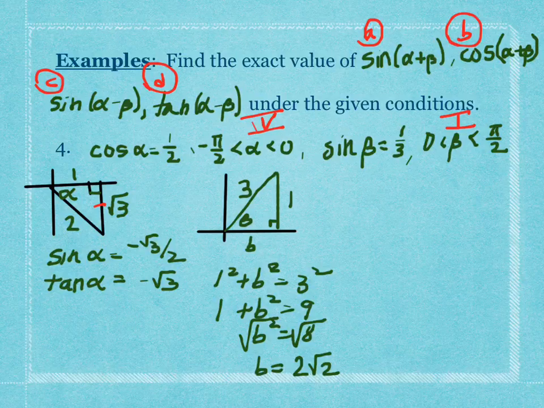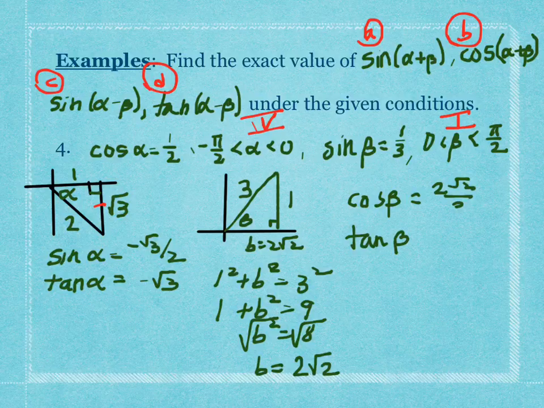Again, from this piece of information, or from this triangle, I also need 2 pieces of information. I need to know what is cosine of beta, and I need to know what is tangent of beta. So what is cosine of beta? 2 radical 2 over 3. Right. So this is 2 square roots of 2 over 3. How about tangent of beta? Square root of 2 over 4. Yes, Lauren's already simplified for us.